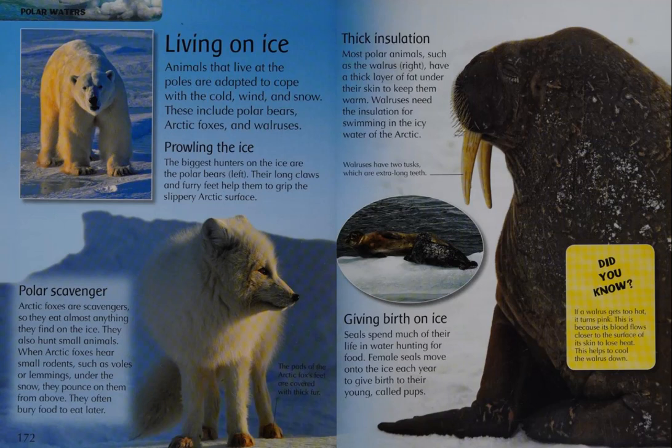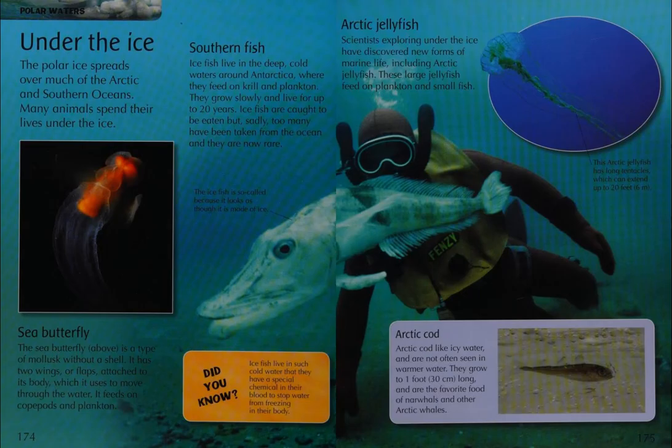Giving birth on ice. Seals spend much of their life in water hunting for food. Female seals move onto the ice each year to give birth to their young, called pups. Under the ice. The polar ice spreads over much of the Arctic and southern oceans. Many animals spend their lives under the ice.